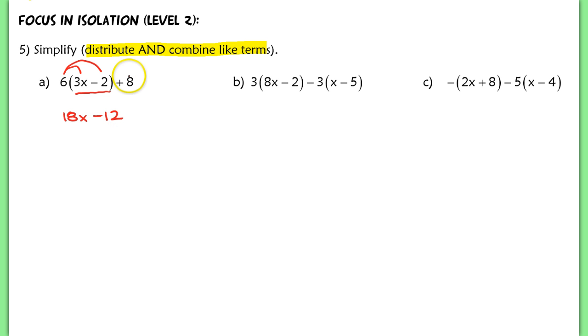And then because that 8 here is not going to get distributed to, I'm just going to bring that 8 down. And now I look to try to simplify and combine like terms. Now this looks just like a problem that we were just working on with combining like terms.